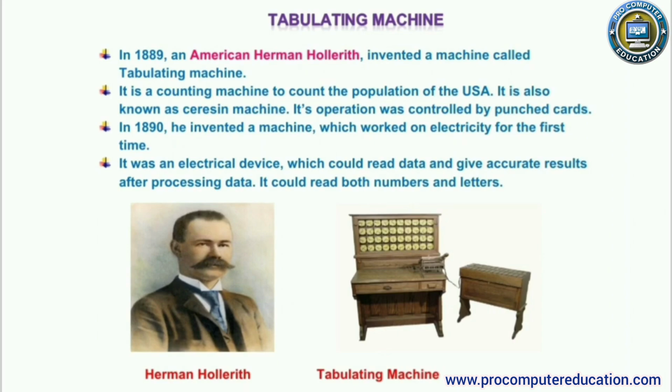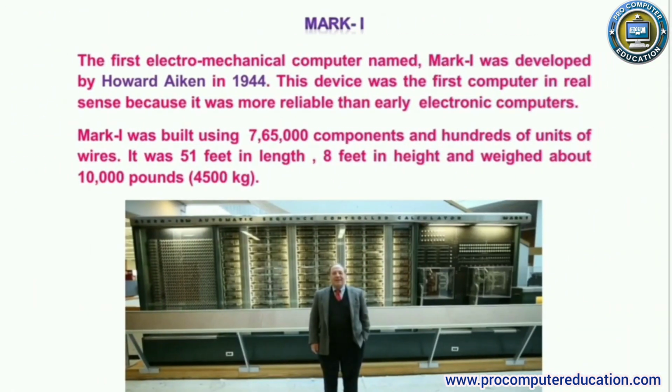After that, Mark I. The first electromechanical computer, named Mark I, was developed by Howard Aiken in 1944. This device was the first computer in the real sense because it was more reliable than early electronic computers. Mark I was built using 7,65,000 components and hundreds of units of wires. It was 51 feet in length, 8 feet in height and weighed about 10,000 pounds, meaning 4,500 kg.